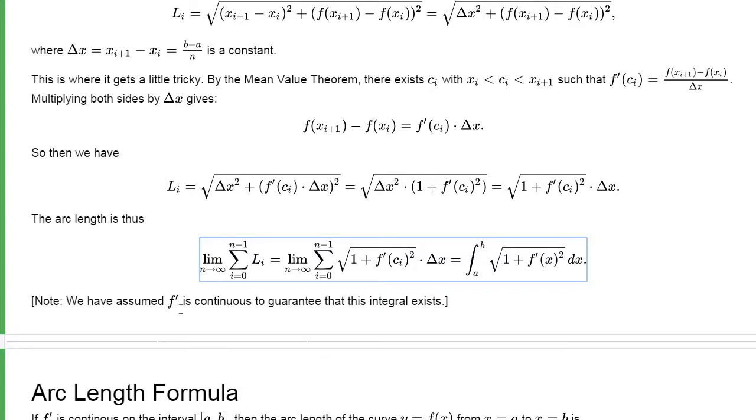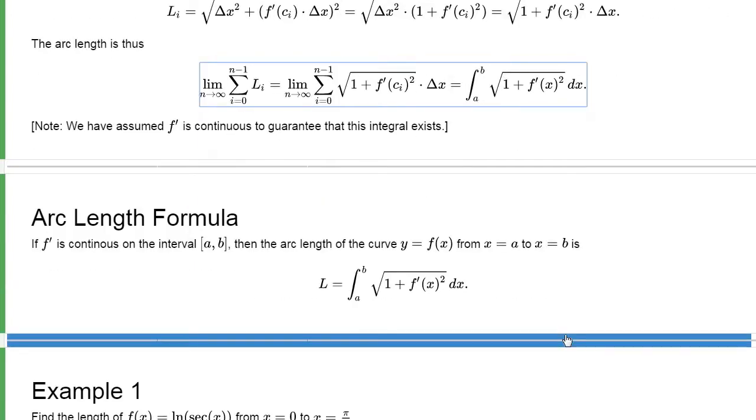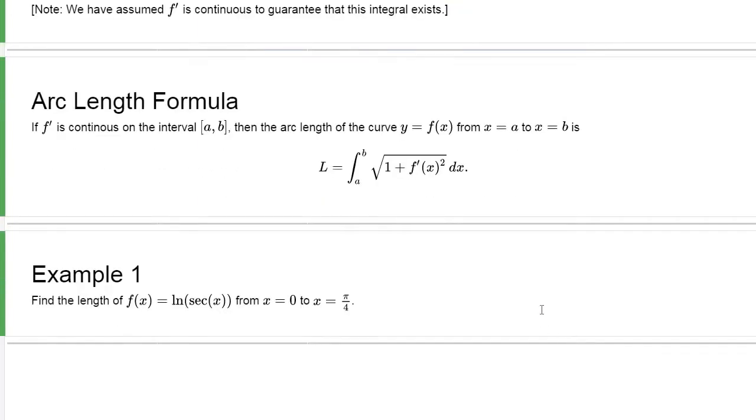And oh, by the way, this is why we assume that f prime was continuous at the beginning. That means this limit will exist. So here's the moral of that story. We get the arc length formula. If a function has a derivative that's continuous on the interval from a to b, then the length of that function f from x equals a to x equals b is the integral from a to b of the square root of 1 plus f prime squared, and that's it.